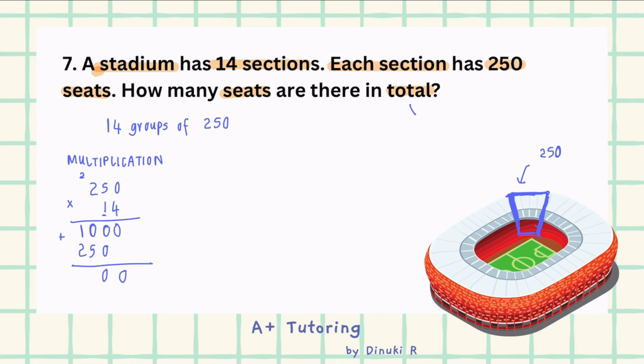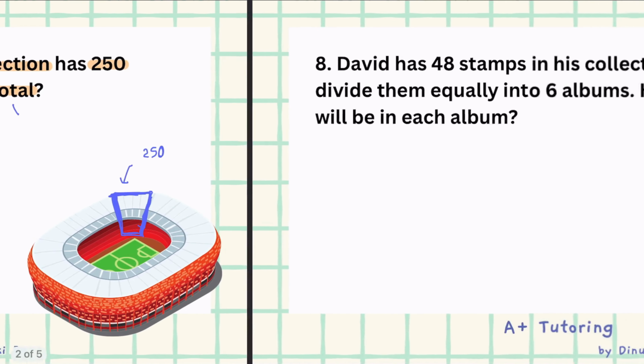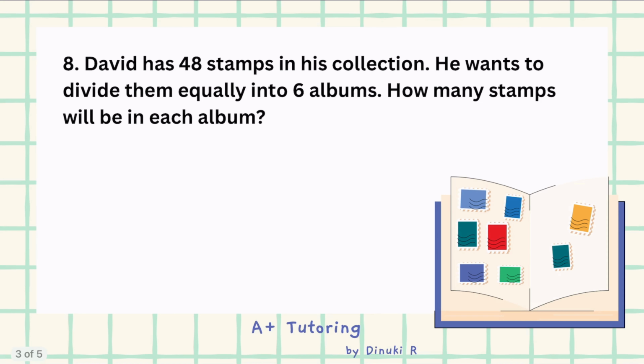0, 0, 5, 3. So 3,500 is your answer. So the answer is 3,500 seats. Too easy. Next question. Okay, question number 8. As always, take a second to read through the question first.